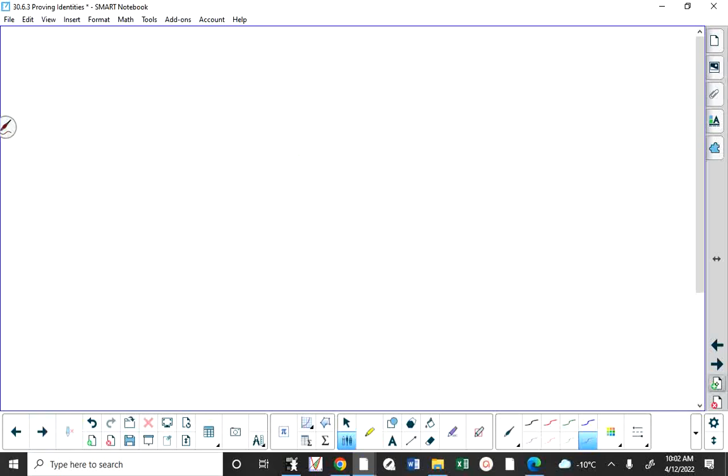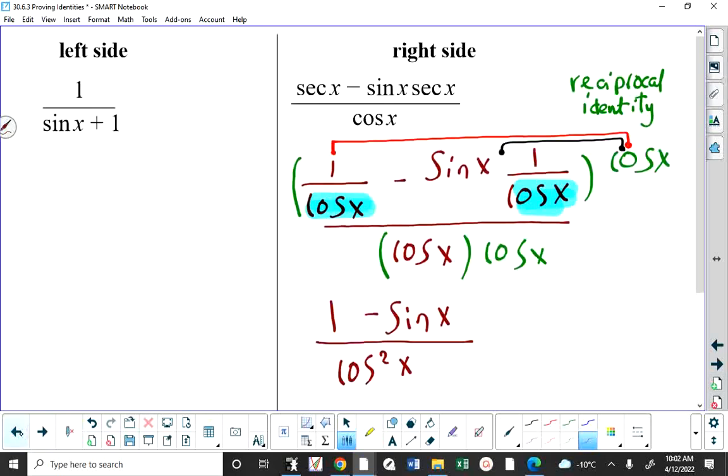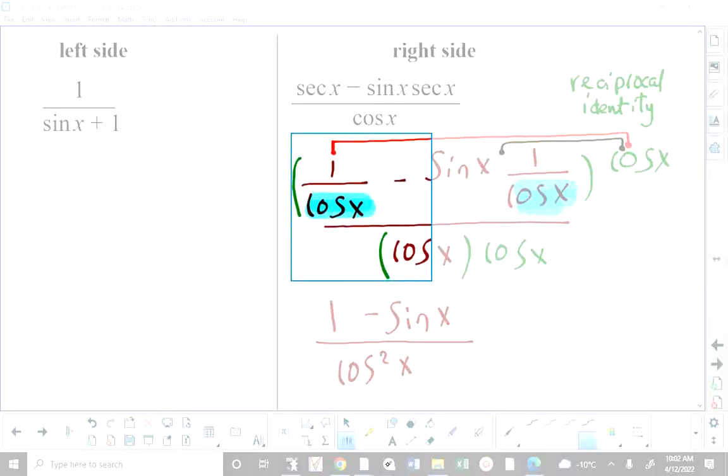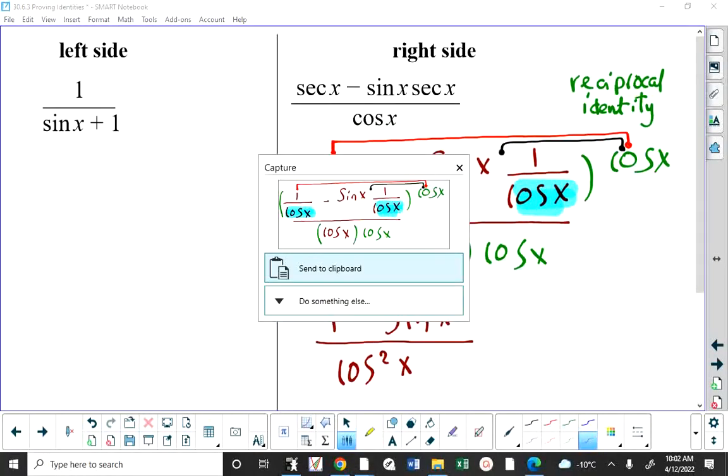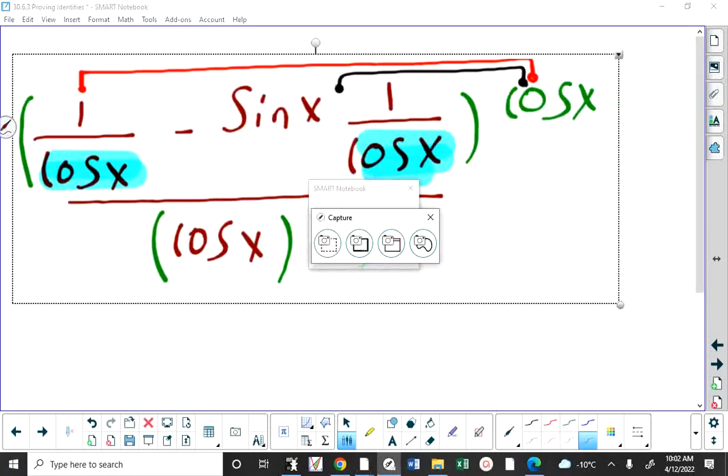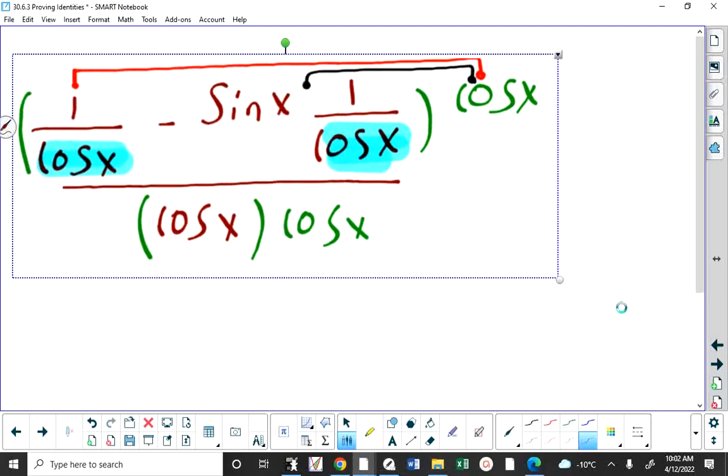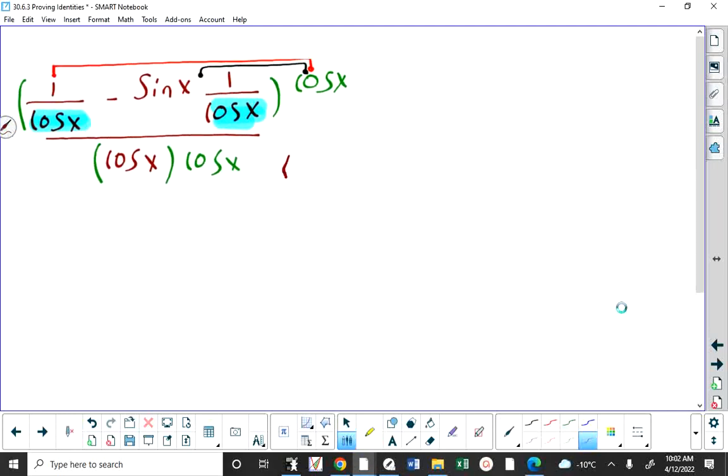Let's talk about that. What Ian is saying, I believe, is if I take a look at the top of that expression, so let me just go to a new page with this. So what Ian is saying is, I have a common denominator on the top. And I have 1 over cos x minus sine x over cos x, over cos x, over cos squared of x.